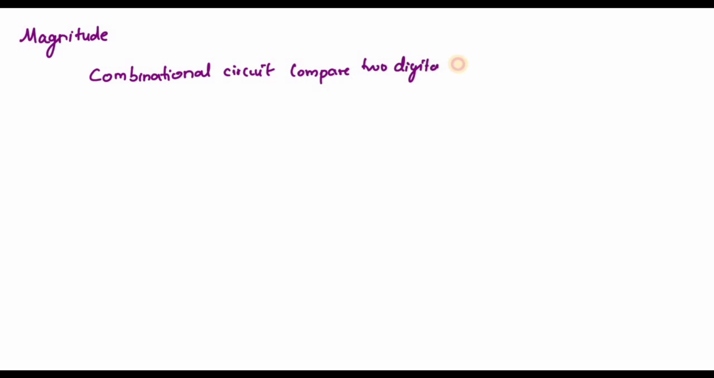In this video, we are going to discuss magnitude comparator. What is a magnitude comparator? It is a combinational circuit which will compare two digital numbers. It can be of one-bit type, 2-bit, 4-bit comparator, 8-bit comparator, and it goes on.